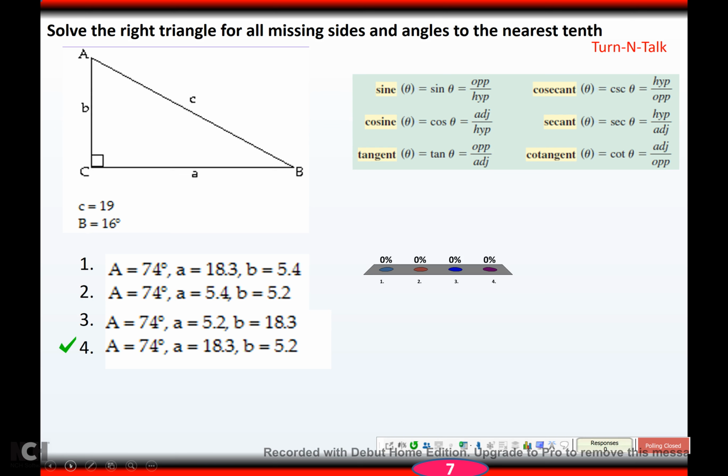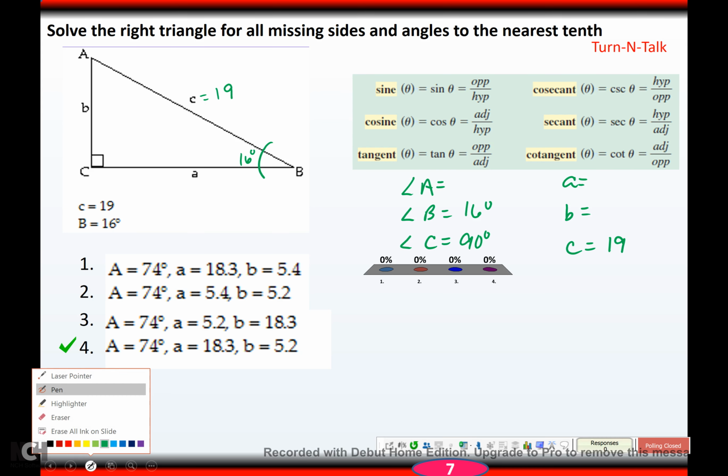And hopefully you got 4. Alright, so let's see. If we're solving the right triangle, we need angle A, angle B, angle C, side A, side B, side C. If I fill in what I know, they told me little c is 19 and big B is 16 degrees. So I know B is 16 degrees, I know that C is 90 degrees, and I know that little c is 19. They've got to give you 3 of the 6, okay?